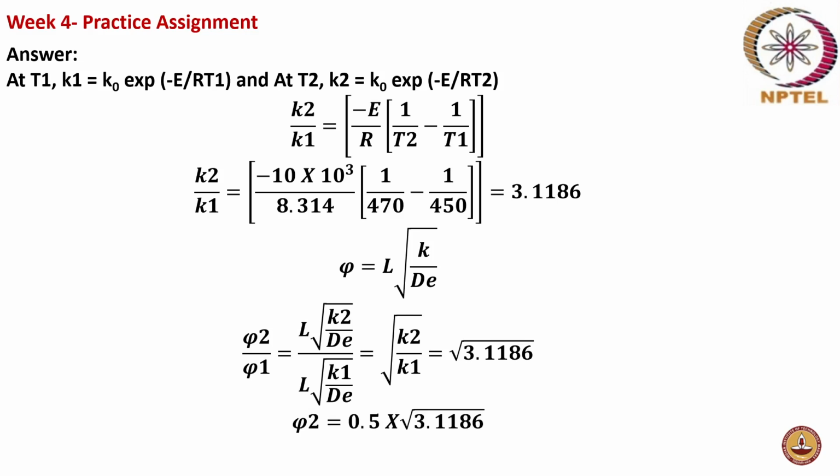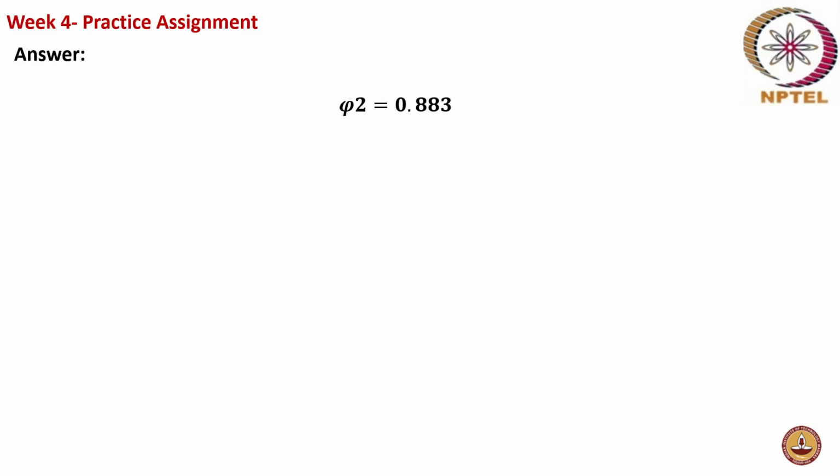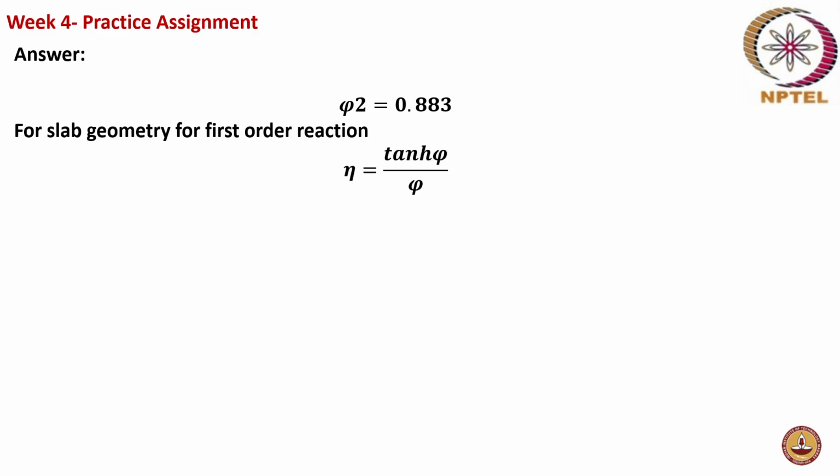You already have the value of phi1, which is nothing but 0.5. So you can find out phi2. So phi2 is equal to 0.883. Now we have to find out the effectiveness factor for the temperature 470 Kelvin. For a slab geometry, it has been derived in lecture 22 that the effectiveness factor is given by tanh of phi divided by phi. So now we have the case 2 where the temperature is 470 Kelvin.